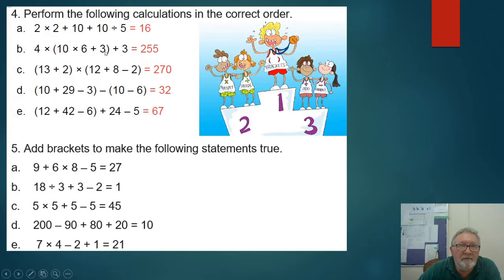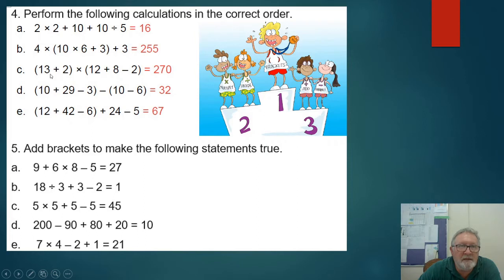In the second one, brackets first. 6 tens is 60. The multiplication will be before the addition. 63. 4 times 63, well, that's going to be 252. Add another 3, 255.